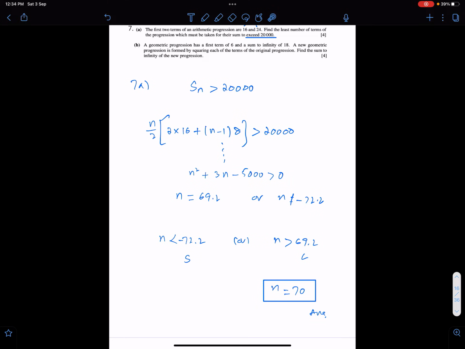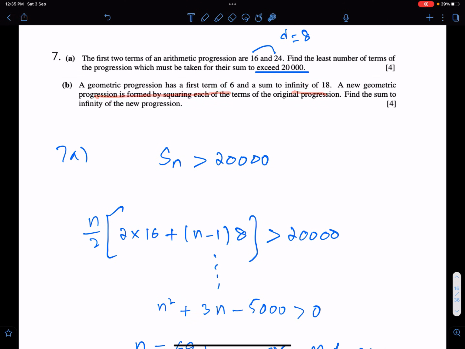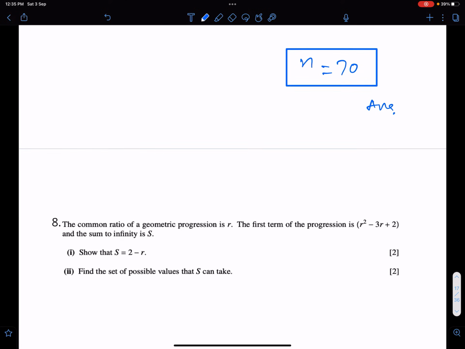The next part of this question. A GP has the first term 6 and the sum to infinity is 18. A new GP is formed by squaring each of the terms. Squaring means you just need to square the terms, a square and r square, to get the first term and common ratio of the new GP. So 6 and 18, we need the sum to infinity of the new progression. So this is very simple.